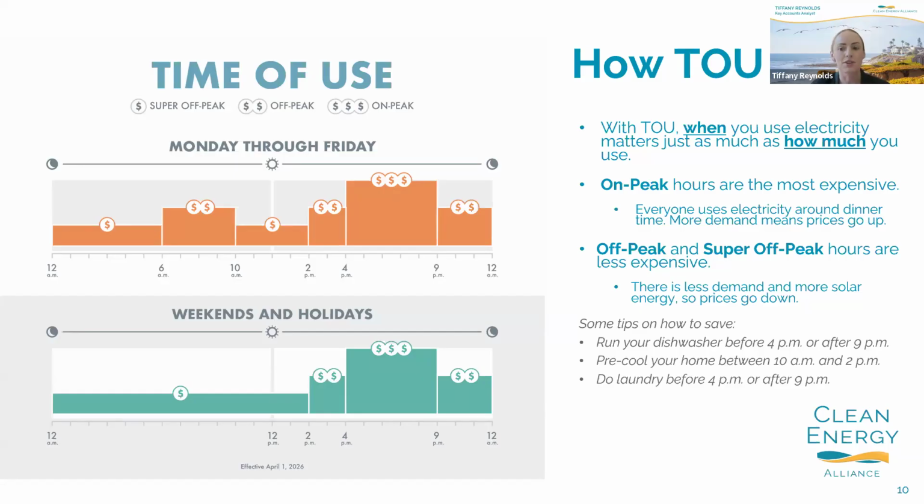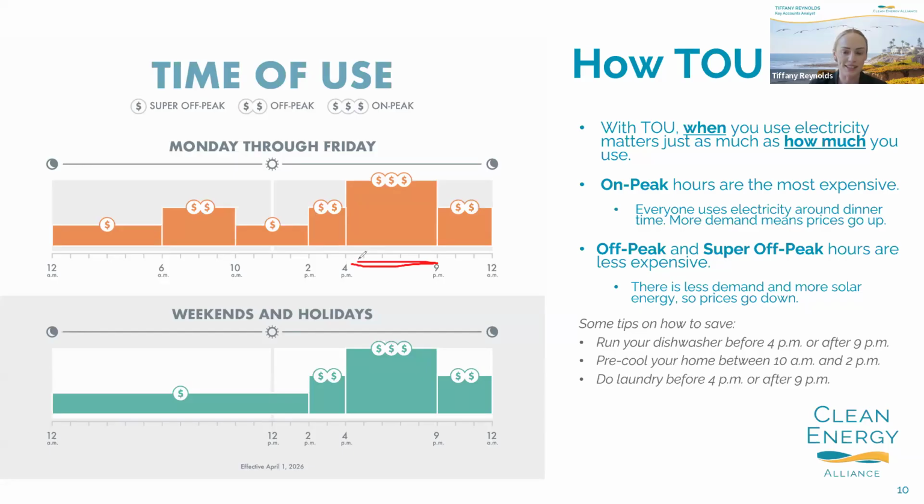So remember the acronym TOU, this is how it works. When you use electricity matters just as much as how much you use. There are certain hours in the day where electricity can be up to 10 times the price of electricity during other times of the day. We call this on-peak hours, which is from 4 to 9 p.m. So right here, and this is every day of the week, Monday through Sunday, 4 to 9.